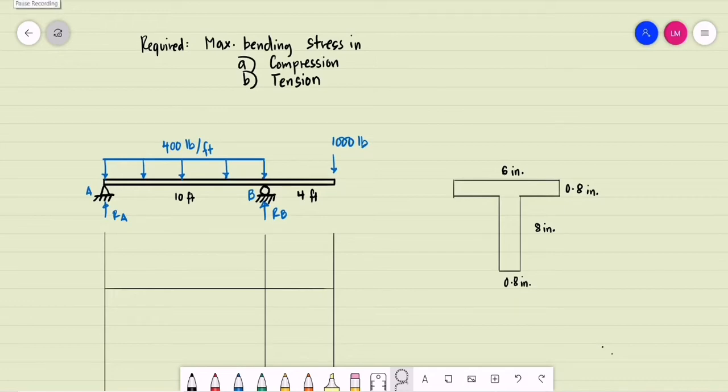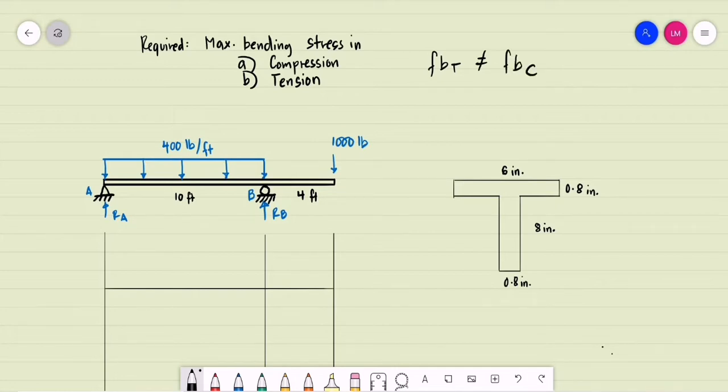So let's have this example for bending stress in beams. We are required to compute the maximum bending stress in compression and in tension for this loaded beam. This time we are using an irregular beam, which is a T-beam. Take note that for irregular beams, the bending stress in tension is not equal to the bending stress in compression.